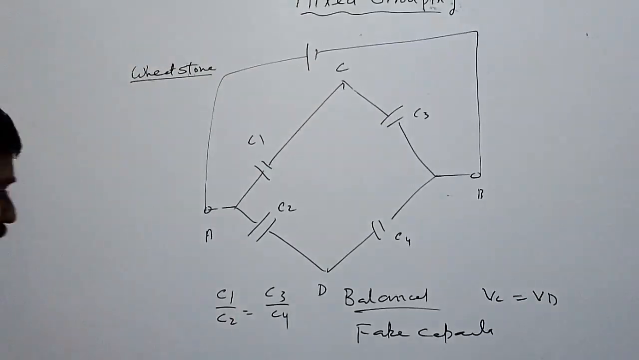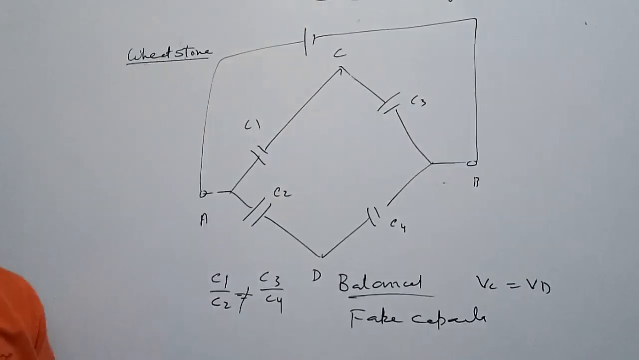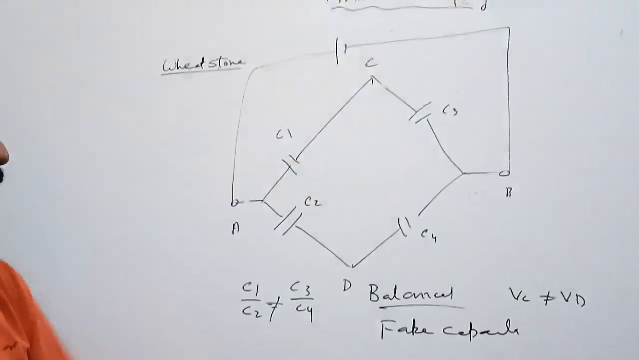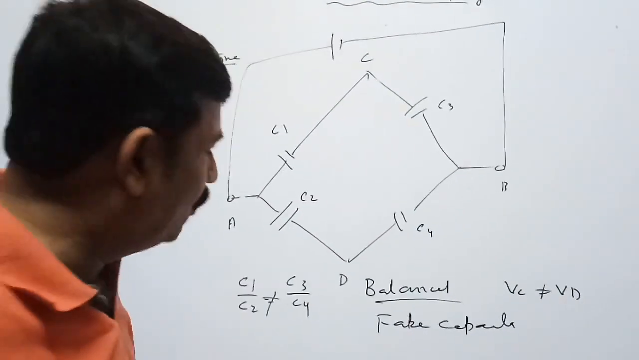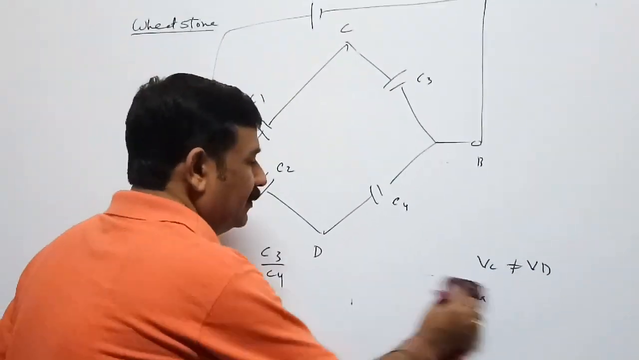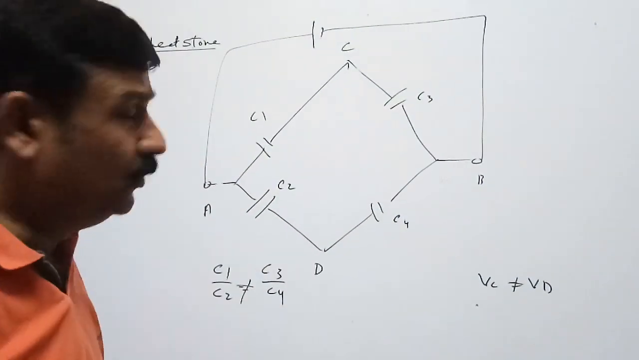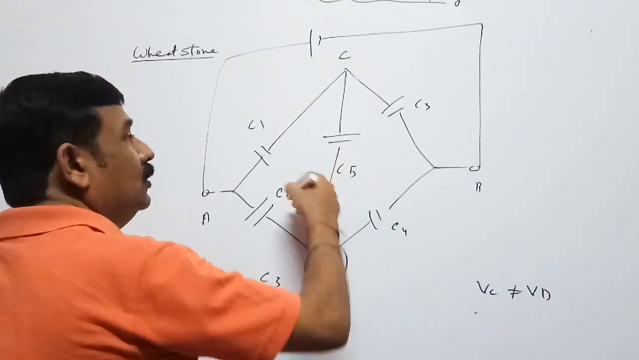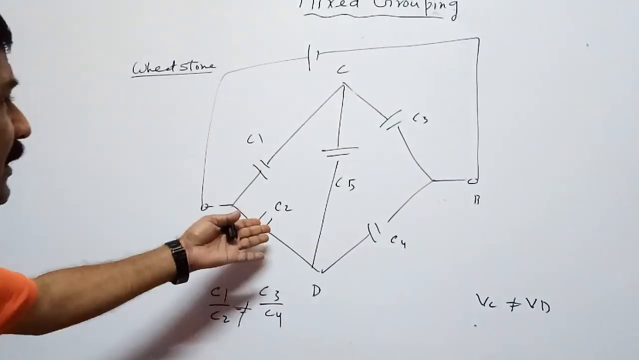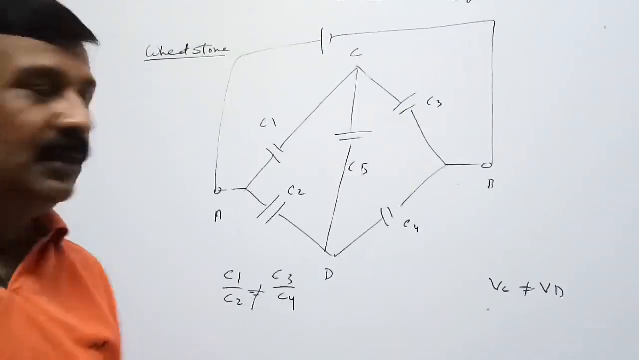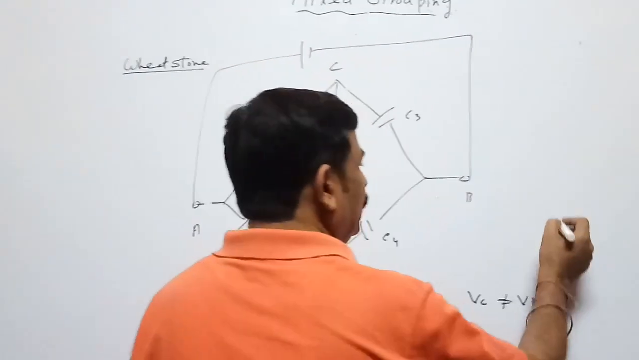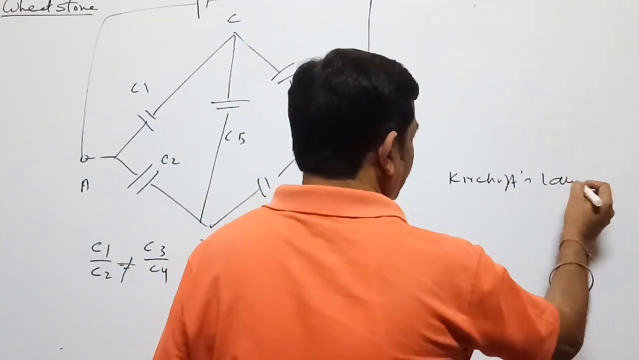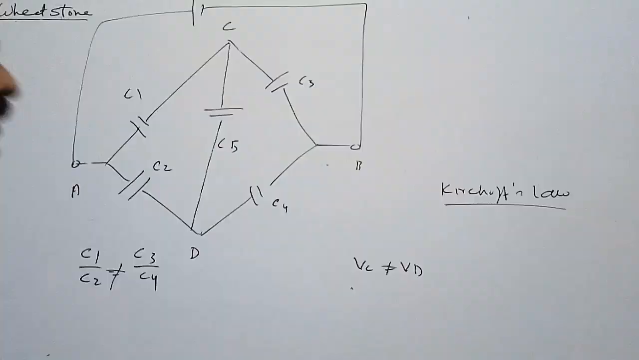But if this condition is not fulfilled, VC will not be equal to VD, the bridge will not be balanced, hence we will not be able to remove the 5th branch. So we cannot guess which one is in series and which one is in parallel. Then to do it, we use Kirchhoff's law, which will be my next topic of discussion in the next video lecture.